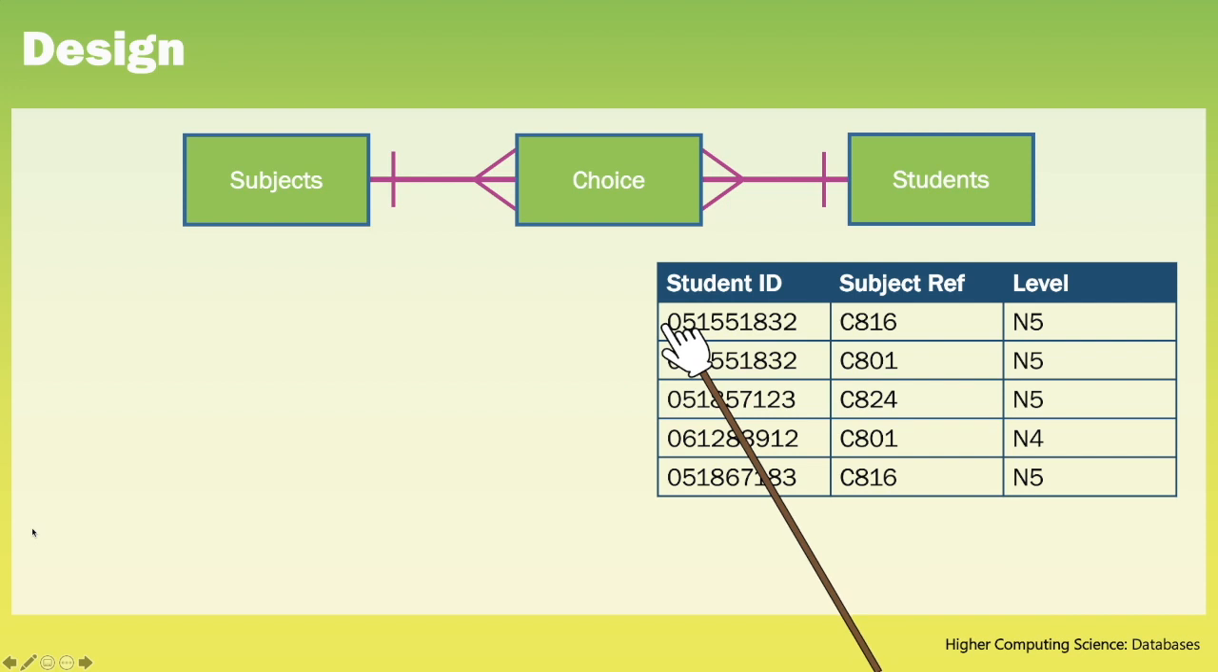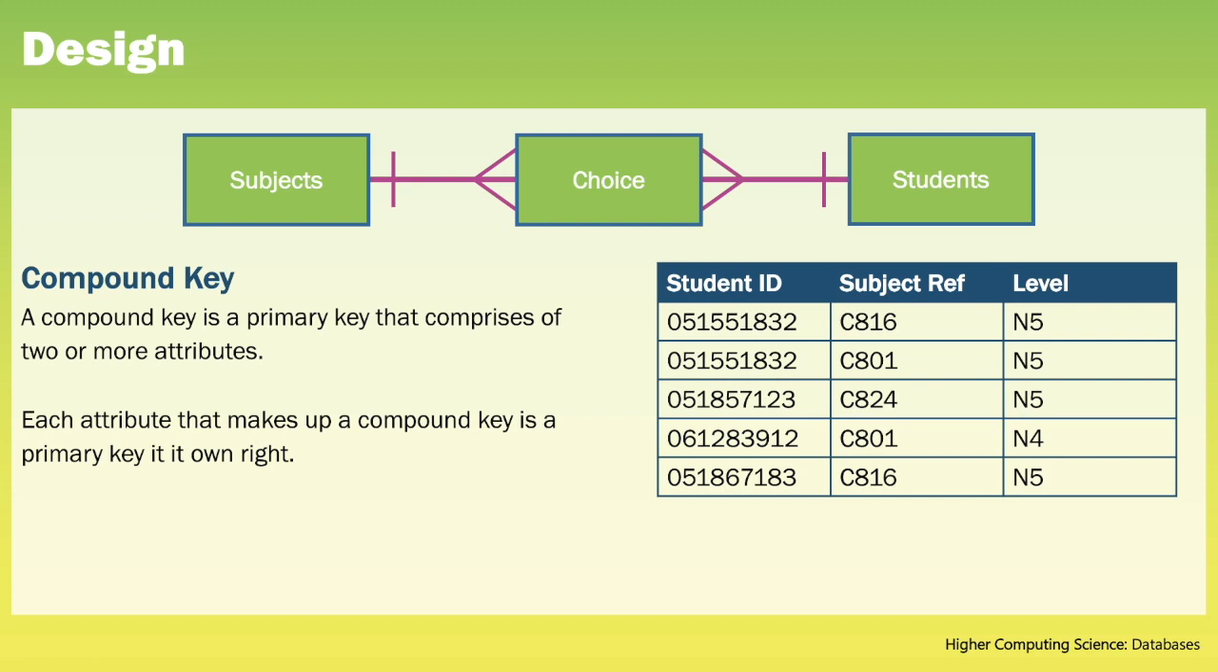Now, how do we identify each record within this table? Well, we could add another attribute that would be our primary key, or we can make use of something called a compound key. A compound key is a primary key that comprises of two or more attributes.